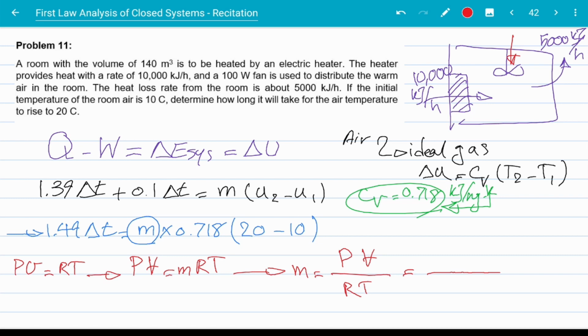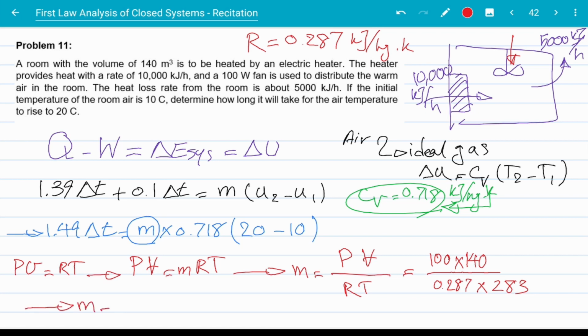For our case, we can assume that the pressure inside the room is atmospheric pressure, so that will be 100 kilopascals times the volume, which is given as 140 meters cubed, over R. The gas constant for air is 0.287 kilojoules per kilogram Kelvin. Again, you can read it from tables. And the initial temperature is 10 degrees Celsius, so in Kelvin, that will be 283. From this equation, we get that the mass of the air is 172.37 kilograms.